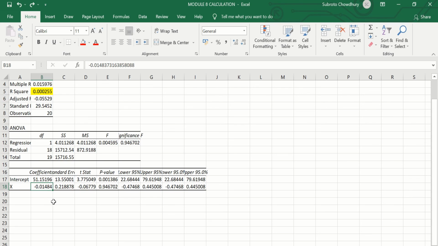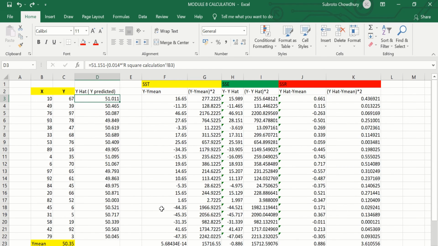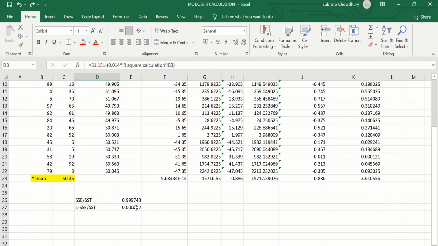Okay, now what is the R square? You see, the software is giving you an R square value of 0.00025, and how have we calculated the R square value manually? That value is also 0.00025. Now guys, can you see that the R square value given by the software and the R square value that we have calculated manually are exactly the same.